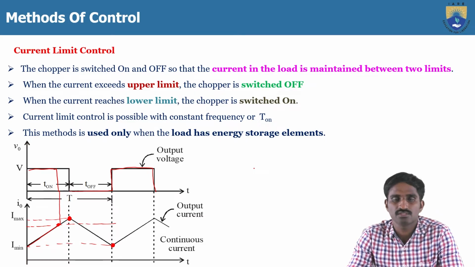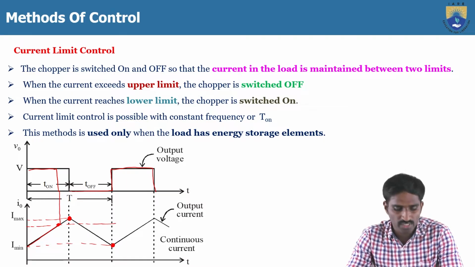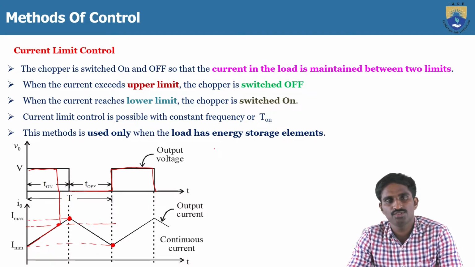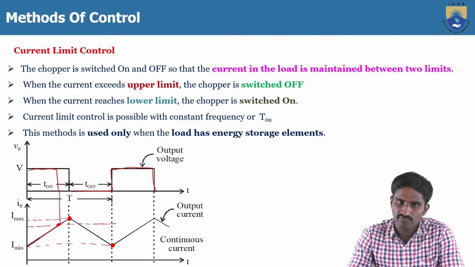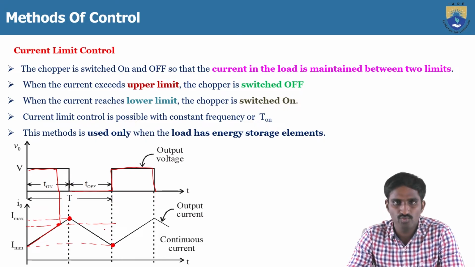This current limit control is possible with constant frequency or variable frequency, in both cases. But this method is used only when the load has an energy storage element, which means when the load has an inductor, then only you will get the continuous current mode of operation. Otherwise, you won't get it. In this case only we will get the minimum and maximum limits.